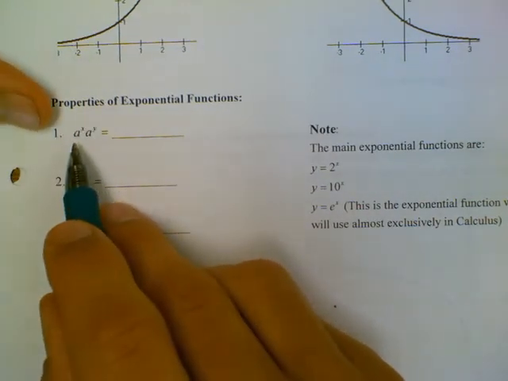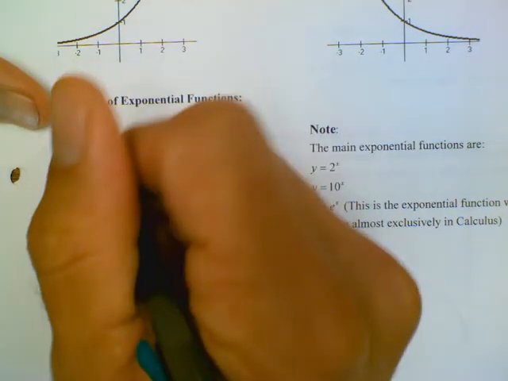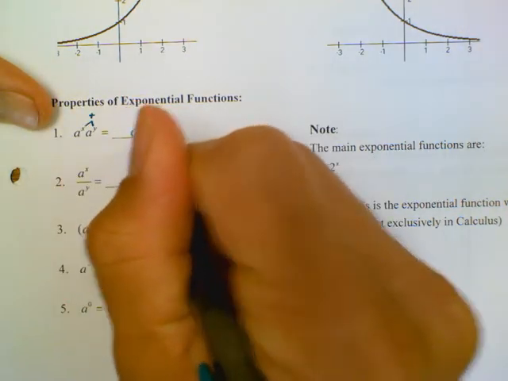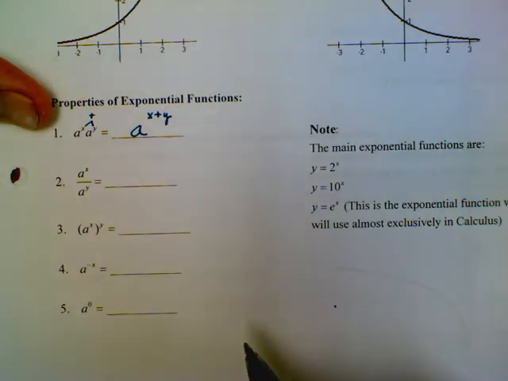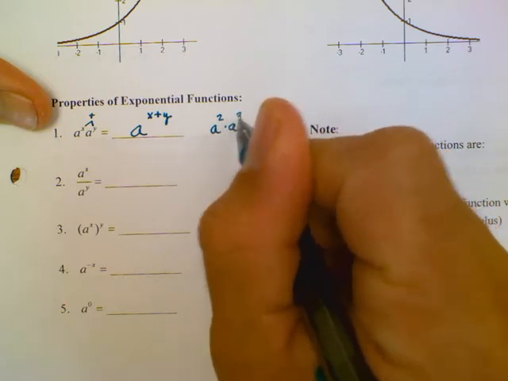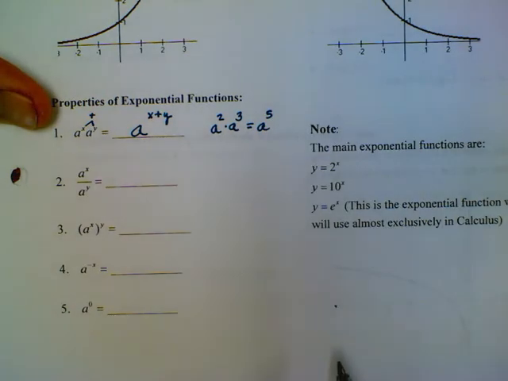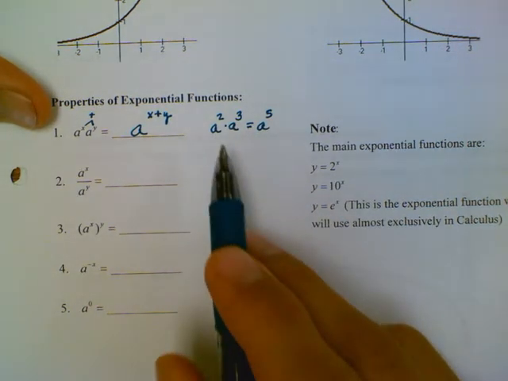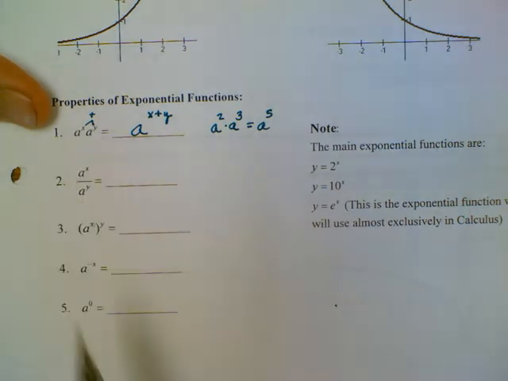If you're multiplying two common bases, then that means that we just add the exponents. So this would be a to the x plus y. For an example that's more readily understood, you could say that a to the second times a to the third is a to the fifth. So if you keep going back to a simple problem like this, then this rule kind of makes sense.